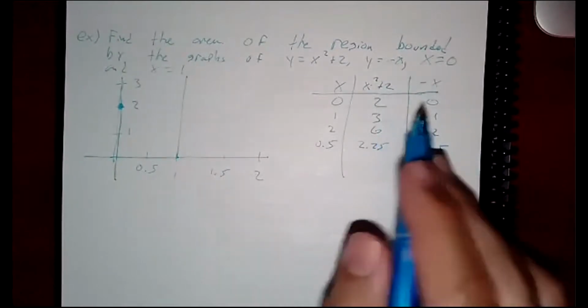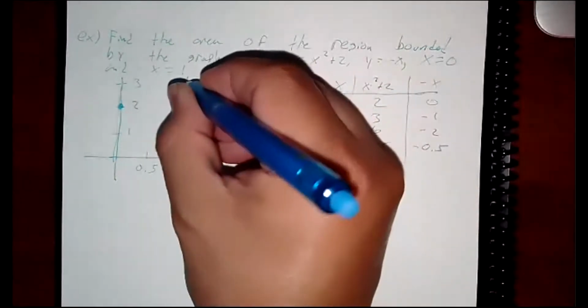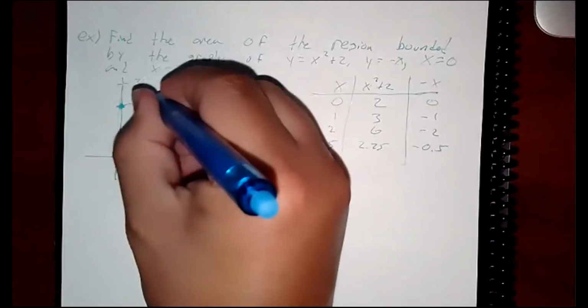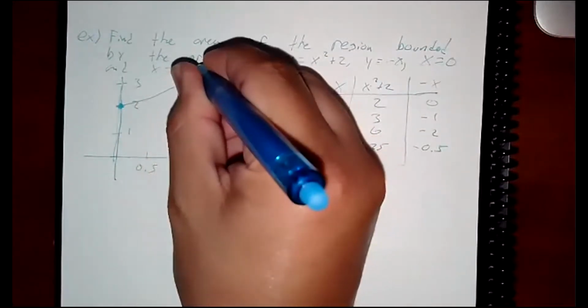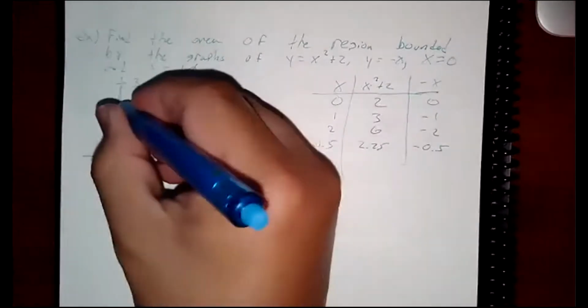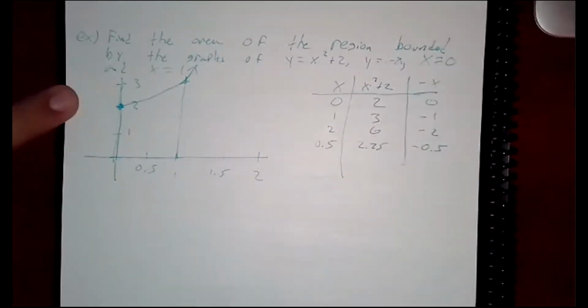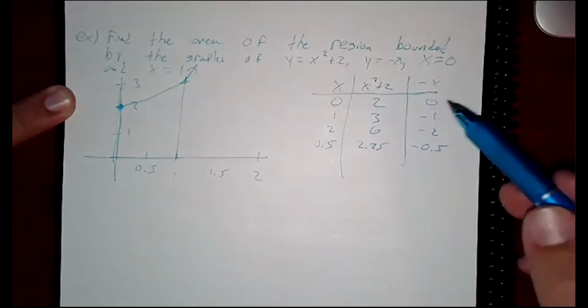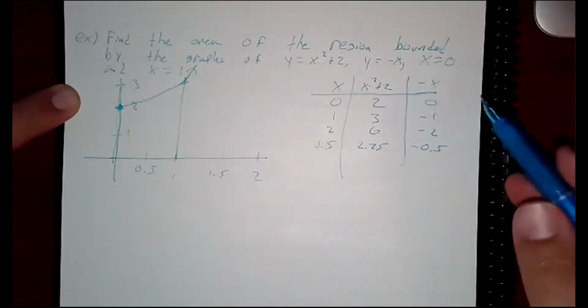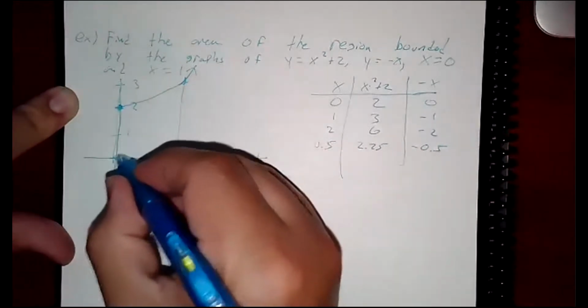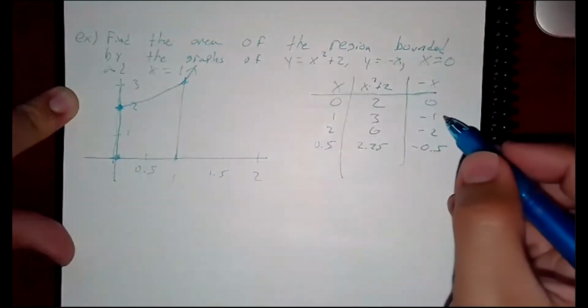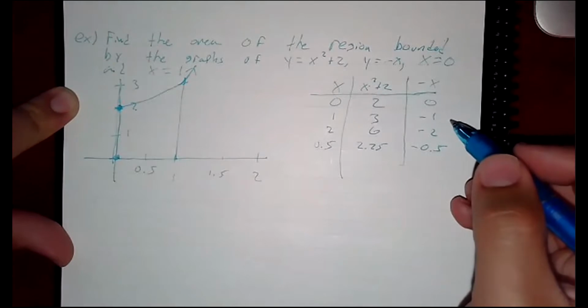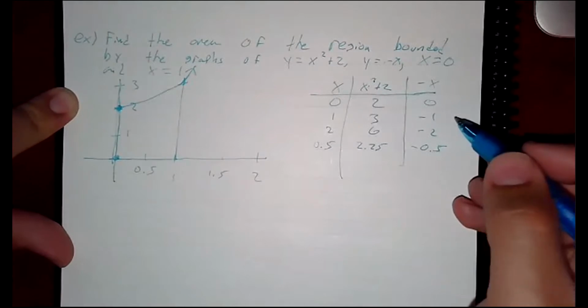If I plug in 1, that's going to be 3. So the parabola is going to be doing this stuff, right? I don't really care what it does over here because it's bounded by 0. Now let's look at the line. At 0, I get 0. At 1, I get negative 1. Doesn't really help me, but that's all right.